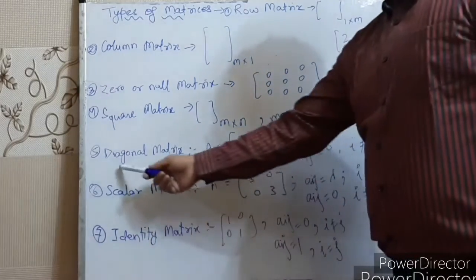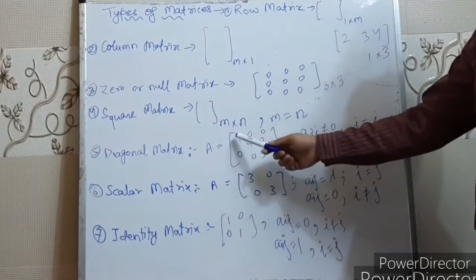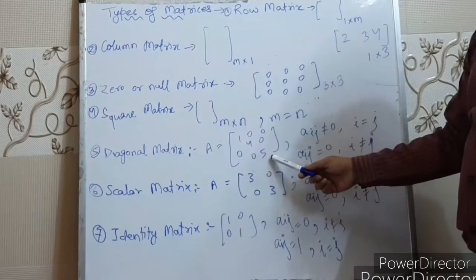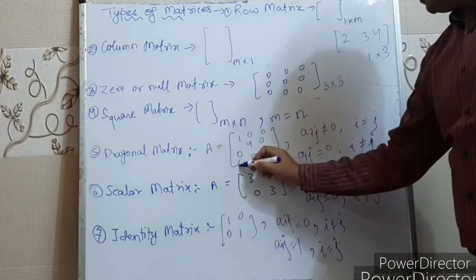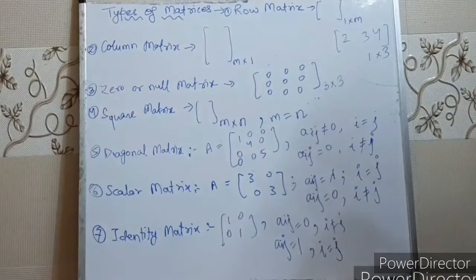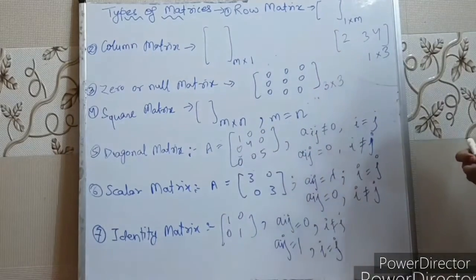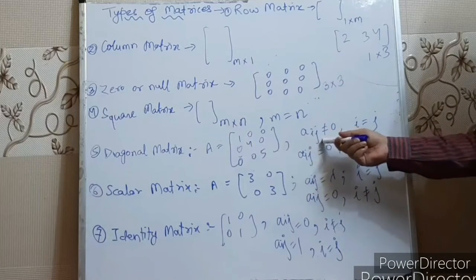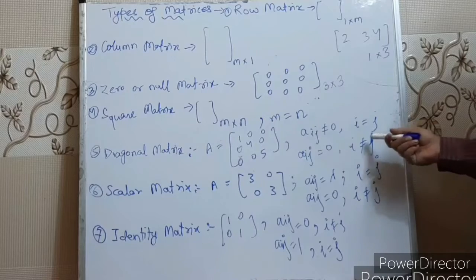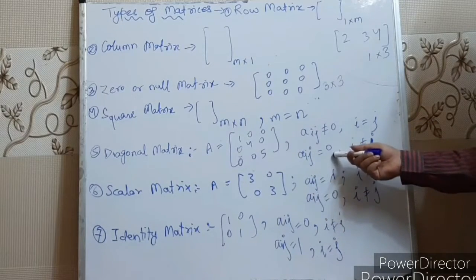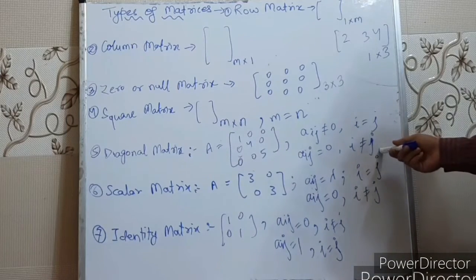Okay? Diagonal matrix. In any matrix A, if the diagonal elements are non-zero and all the rest of the elements are 0, then that matrix will be called a diagonal matrix. Okay? So I have represented it as Aij is not equal to 0 when i equals j, and Aij is equal to 0 when i is not equal to j. i represents the row and j represents the column.